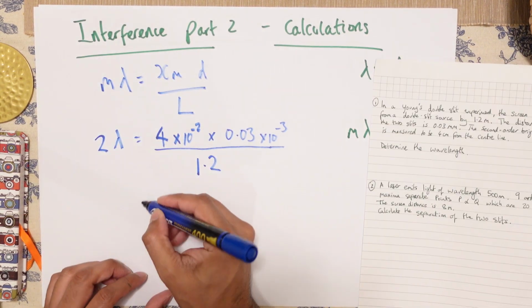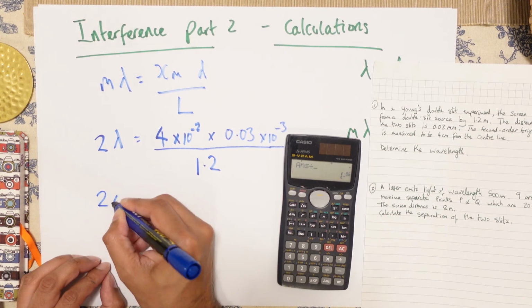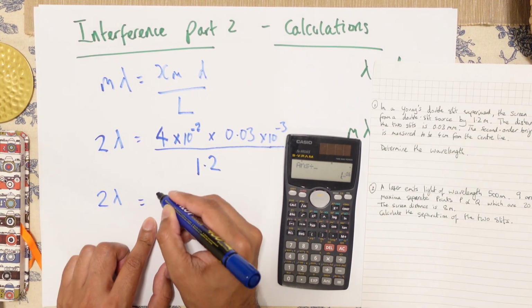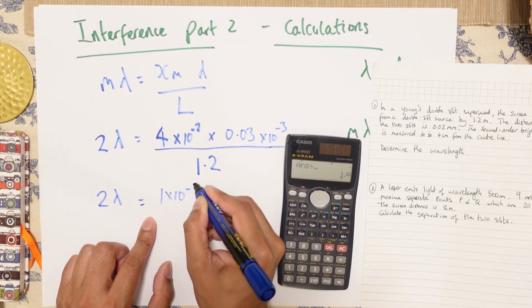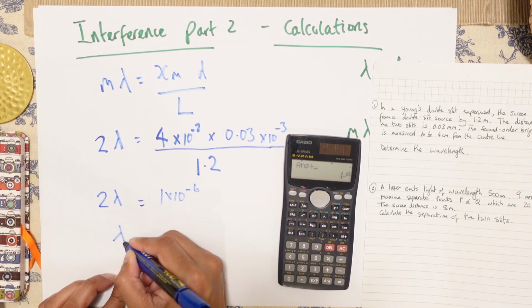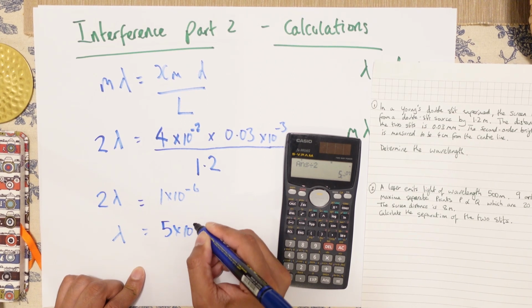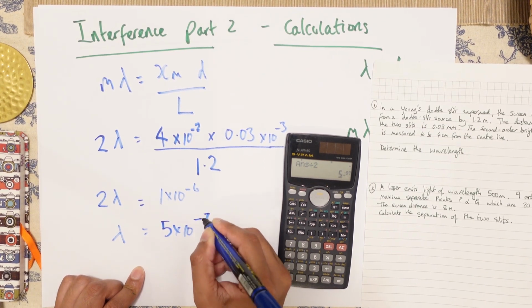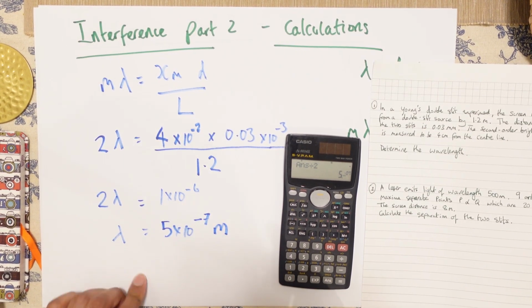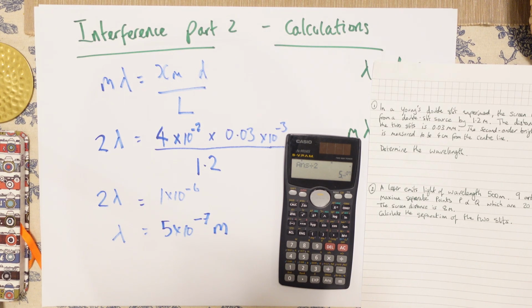Okay, so we've just got to solve this. So 2 lambda is going to be 1 times 10 to the minus 6, which means lambda is going to be 5 times 10 to the minus 7 meters, or you can say 500 nanometers.